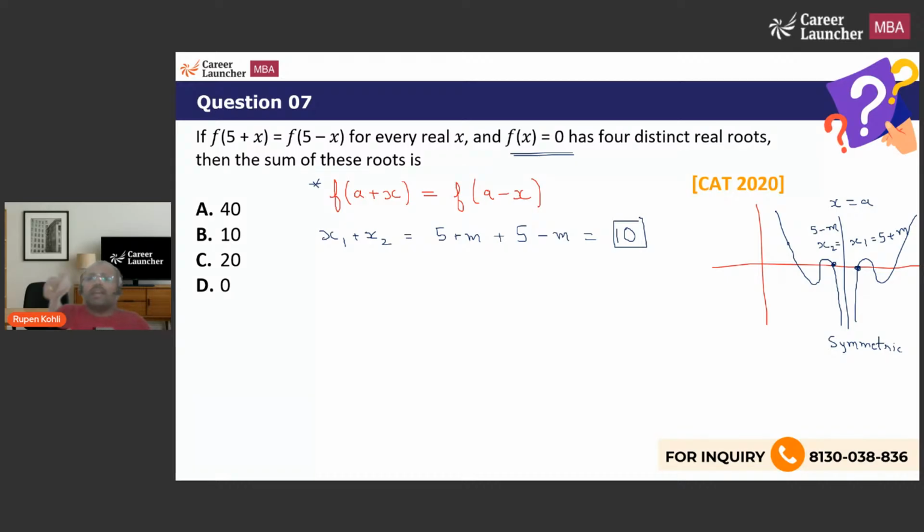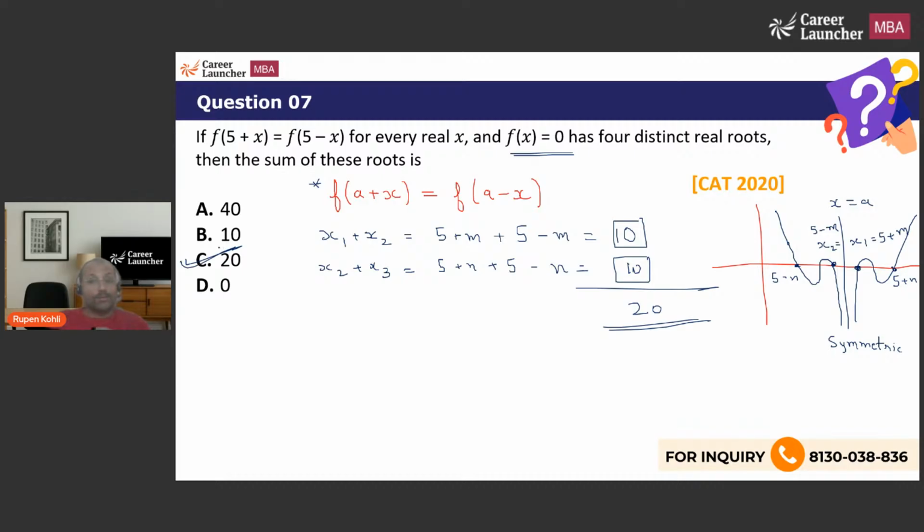Right? Now, we can't say what these roots are actually. They might be 6 and 4. They might be 8 and 2. They might be 12 and minus 2. The same distance to the right and to the left of 5, and we can say a similar thing for the other pair of roots also, x3 and x4, something like 5 plus n and 5 minus n. So the sum of the other two roots also works out in a similar manner to 10. Hence the sum of all the four roots, x1, x2, x3, x4, works out to be what? 20.